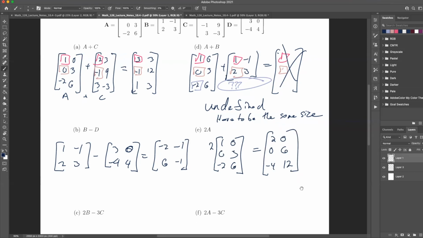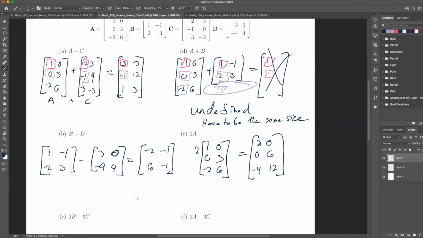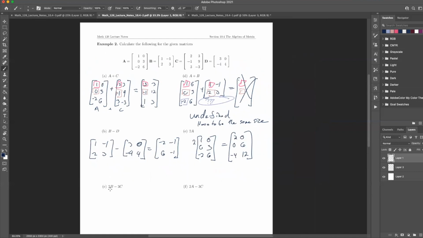All right, so let's do these two. Let's do 2b minus 3c. Now let's just look up real quick. Can I do 2b minus 3c? I'm just writing chat, yay or nay. No. I can't because they're not the same size, right? So this is undefined, because they're not the same size.